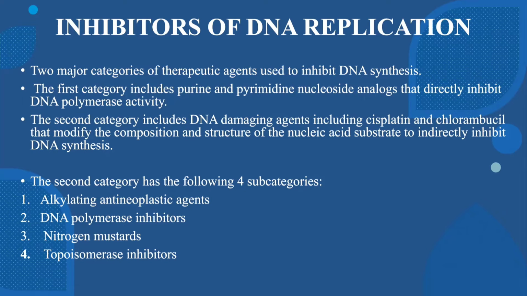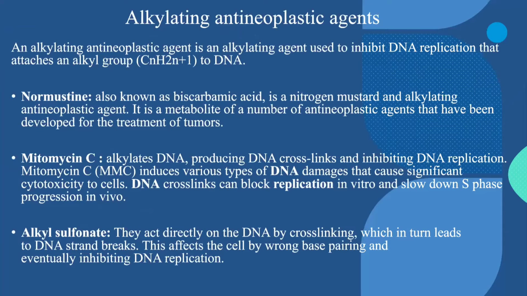The second category of DNA replication inhibitors is subdivided into four different types. First one is the alkylating anti-neoplastic agents. Second one is the DNA polymerase inhibitors. Third one, nitrogen mustards. And the final one, topoisomerase inhibitors.